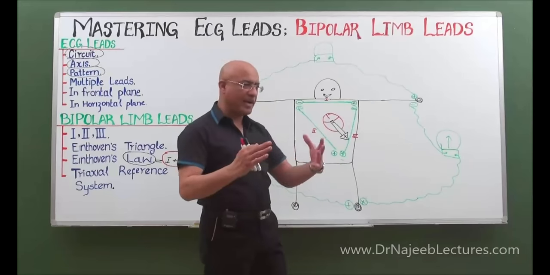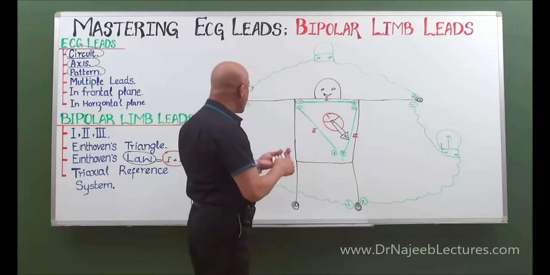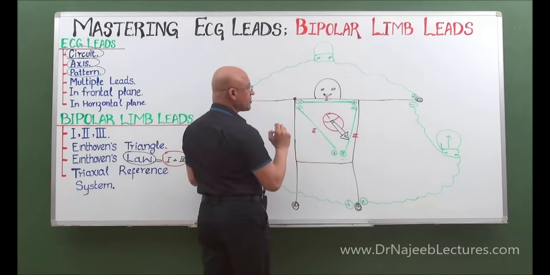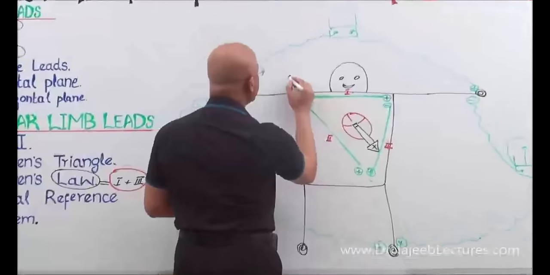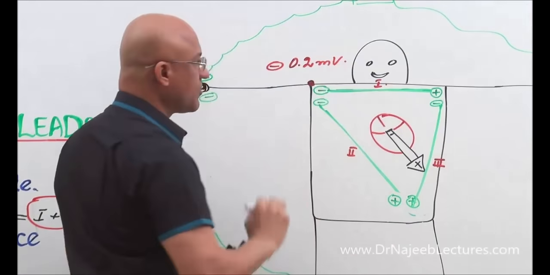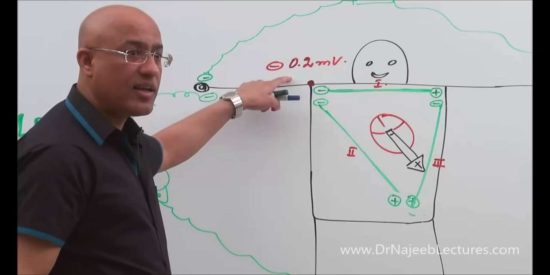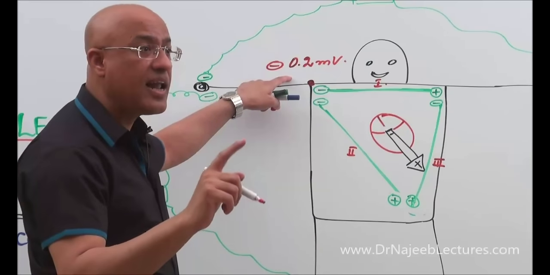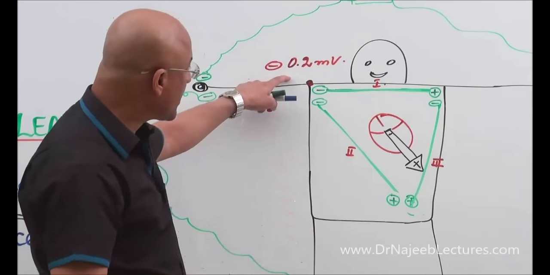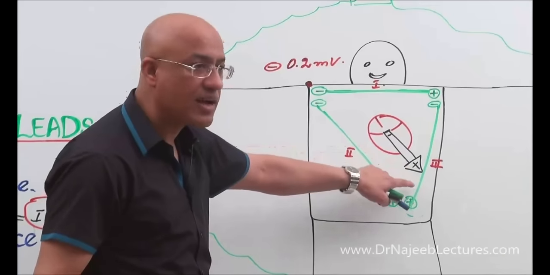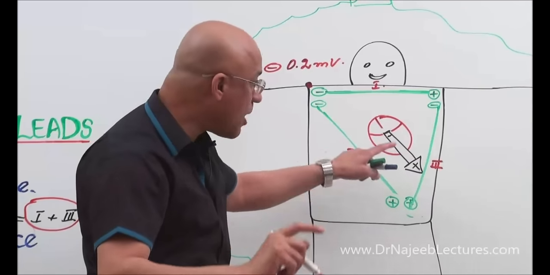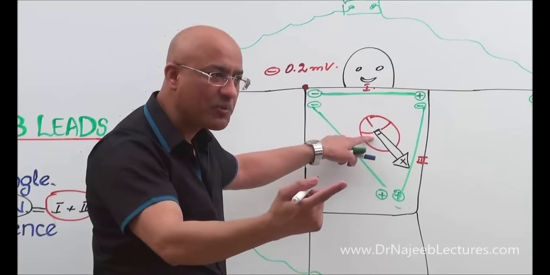Let's suppose for a moment, hypothetically, that here at this point potential is minus 0.2 millivolt, in reference to the average body potential. Why? Because the vector is moving downward and leftward. So down and left side should become positive potential, up and right should become negative potential.